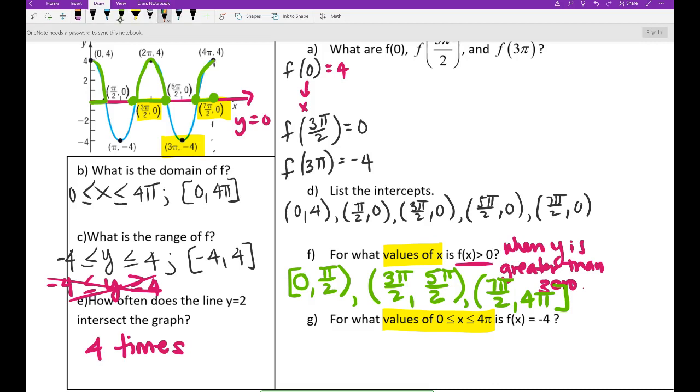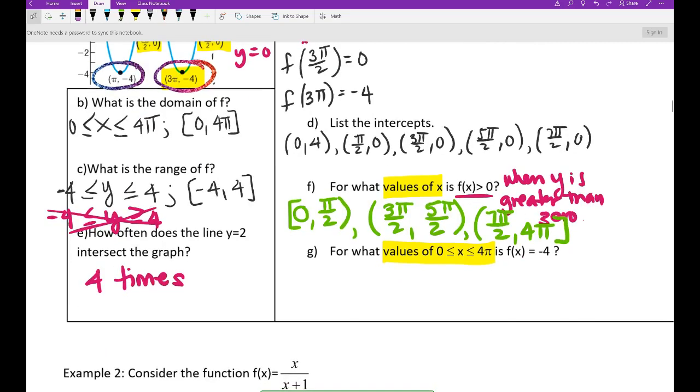How often is y equal to -4? 2 times. So how many x's should we have? 2 times. Here's where y equals -4, these two circles. So for what values, what can we write? When x is pi and when x is 3 pi. So this is when we don't use interval notation. We just list them out individually because it's not a continuous piece. It's just one dot and another dot.